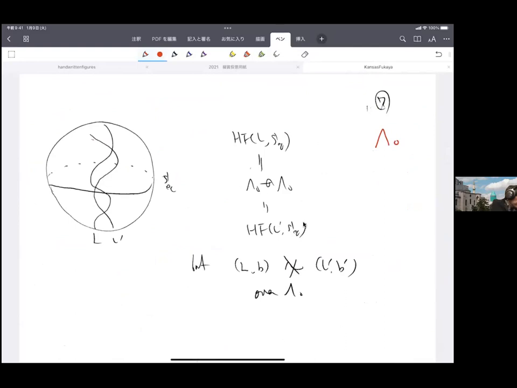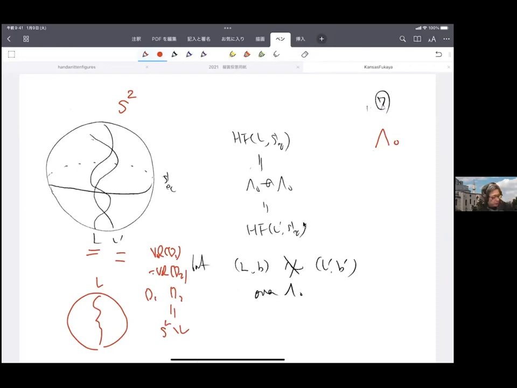So let me consider this S2. And you have two Lagrangian S1, this L and L prime. And I assume that you have this kind of L. Then S2 minus L is a kind of two domains. And I want to assume this volume is equal.